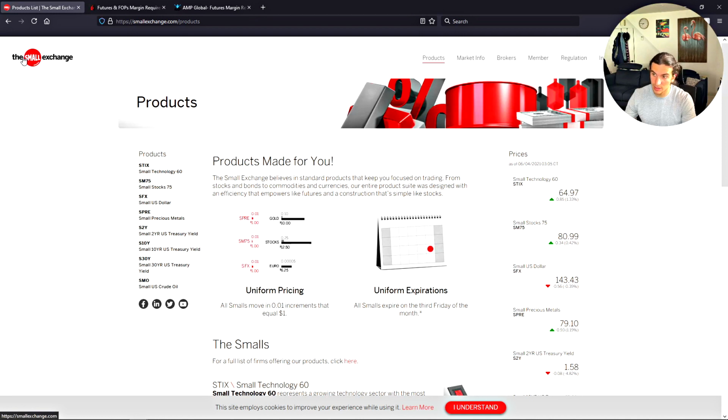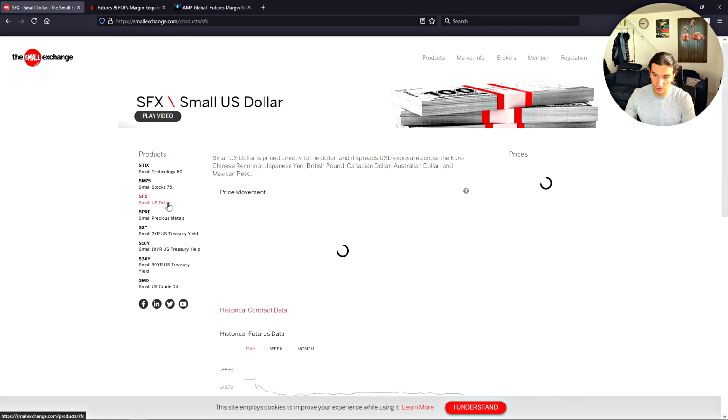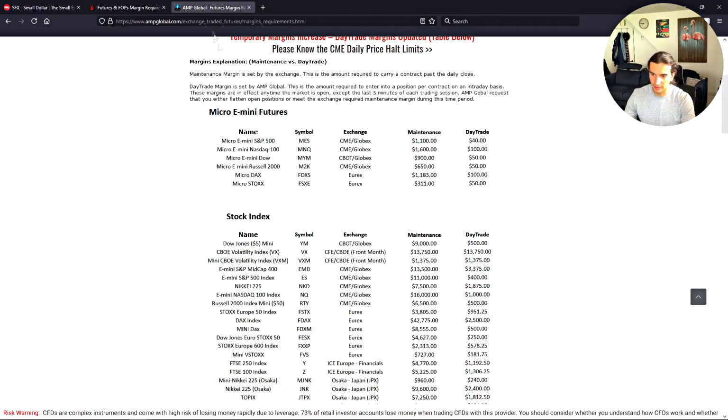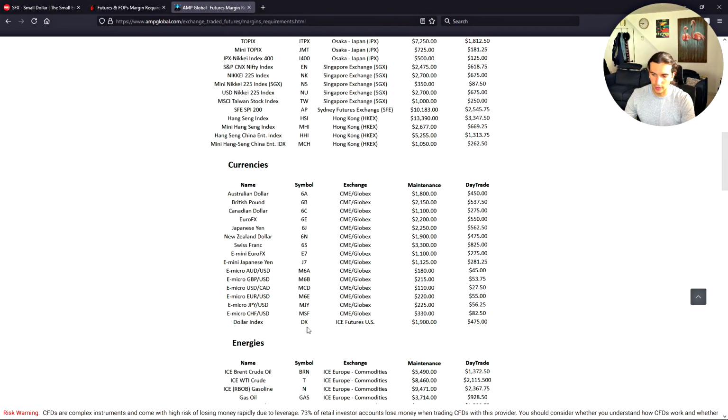So we're gonna start off here and go ahead and look at the Small Exchange. So the Small Exchange is a relatively new exchange coming out of Chicago, and they released some futures products which in my opinion are quite innovative. The products they released that I think are the most interesting, the first one is the small US dollar future. So there's only one other US dollar futures contract, and if I look at AMP real quick, it's this future right here, the DX, which trades on ICE futures, and this is a relatively large size contract.